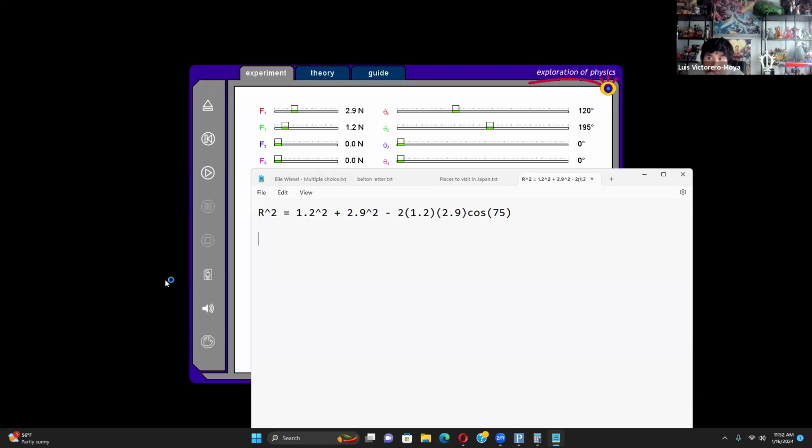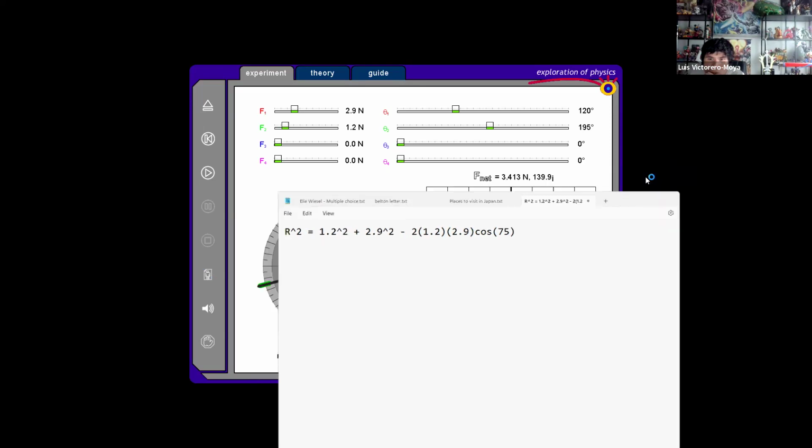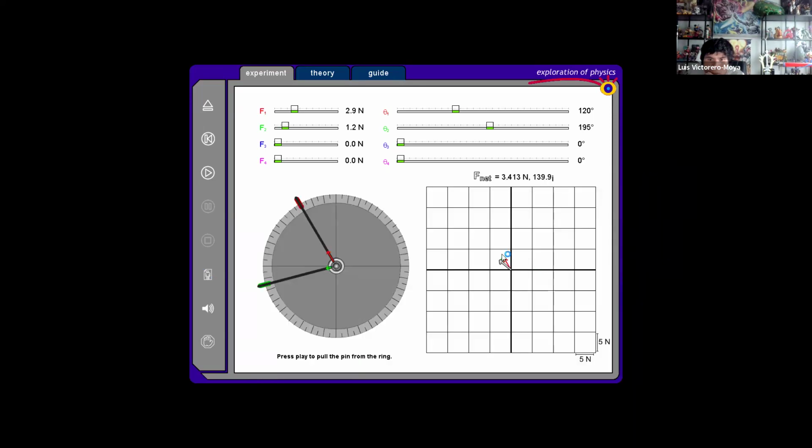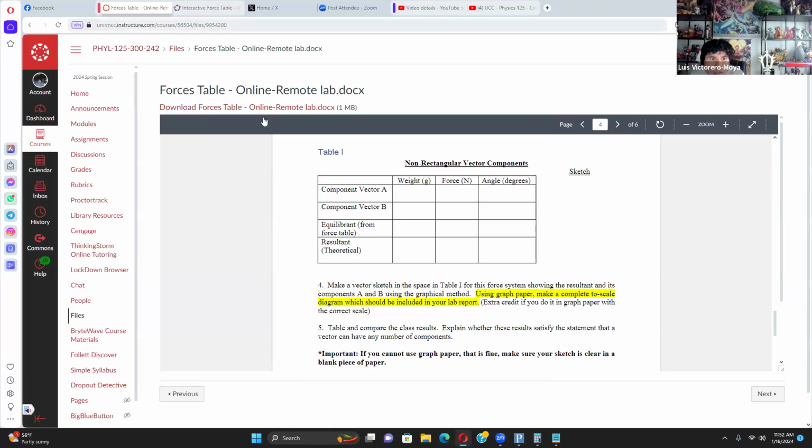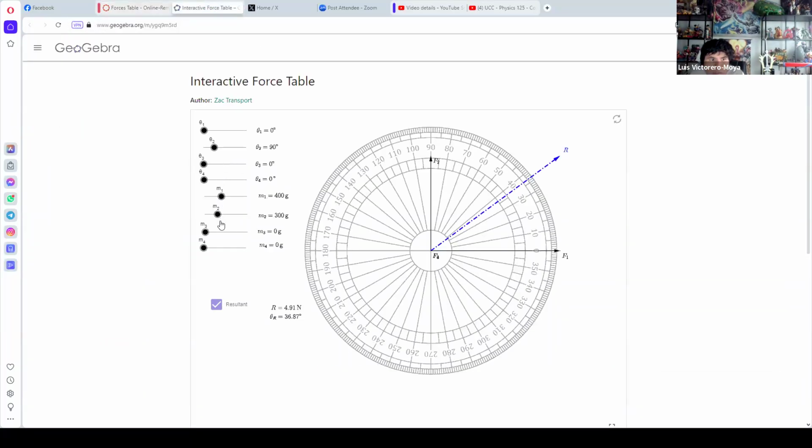All right. So you can do that. And then also you can graph this. You can just use this graph and then put it in the lab. That's important. That's part of your data. So let's see how you will do this in GeoGebra. In GeoGebra, you have an advantage. You can put the masses in grams. So let's take a look.